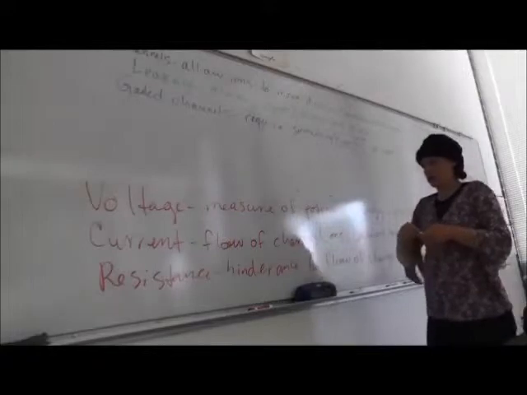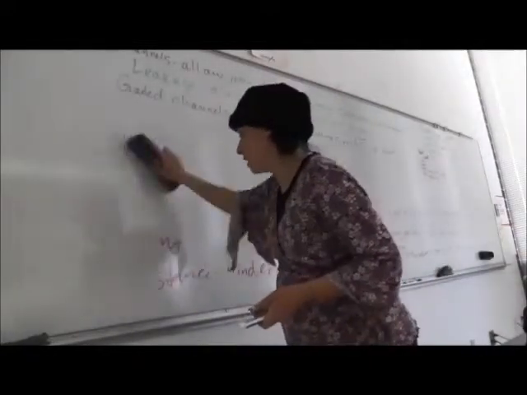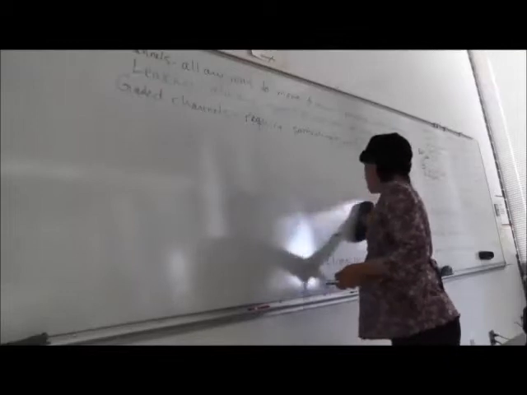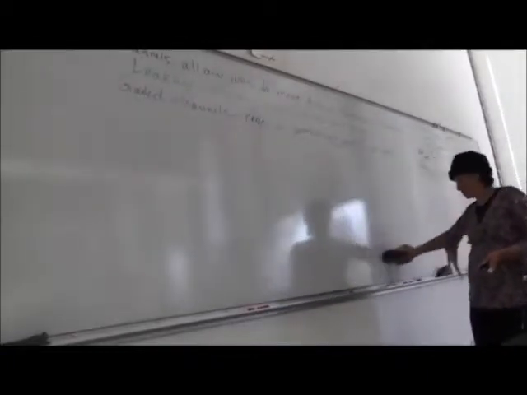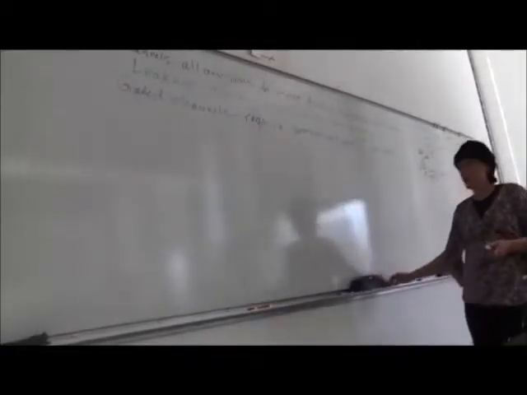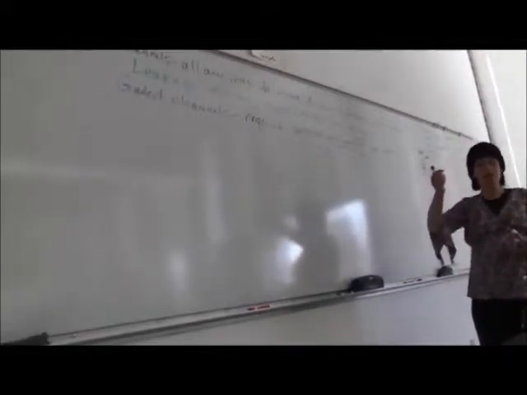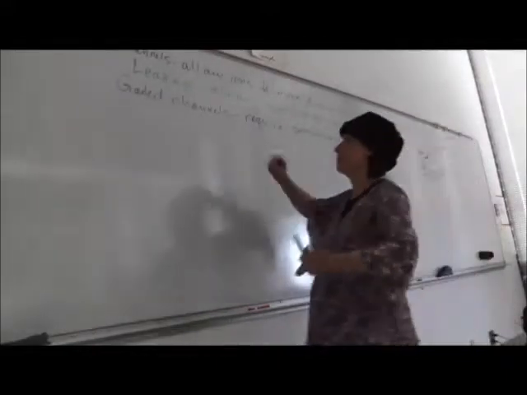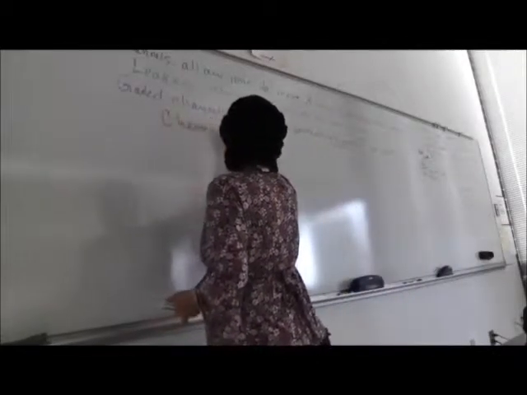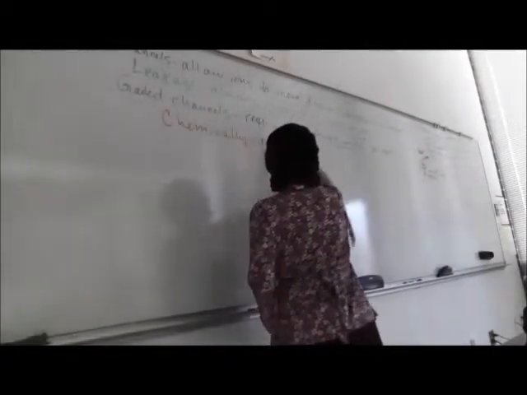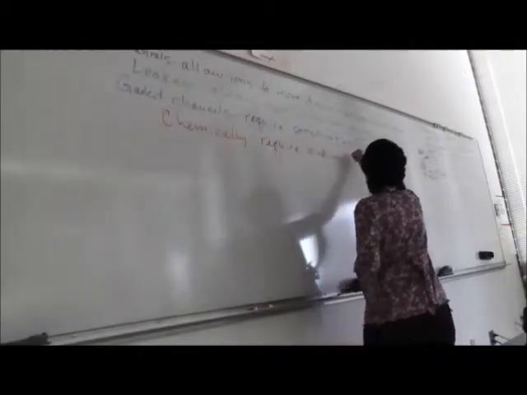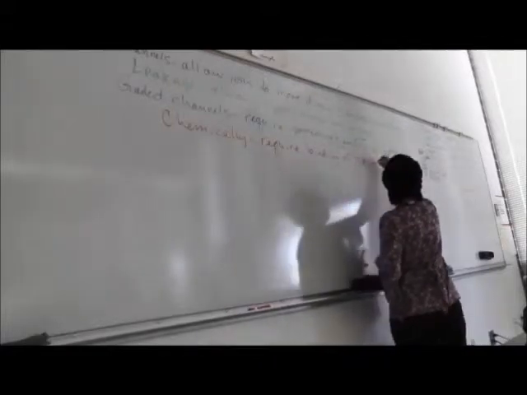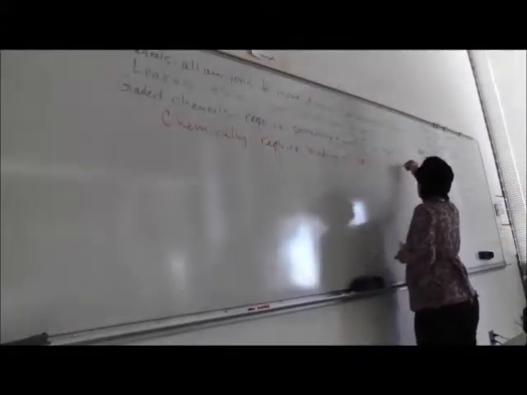So the first type of gated channel that we have, we've already talked about when we talked about the neuromuscular junction. The first type of gated channel are chemically gated channels. And they require a specific chemical or neurotransmitter to bind to open them. So the key that opens the lock is a specific neurotransmitter. So chemically gated channels require the binding of a specific chemical. And in this case, it's a neurotransmitter.